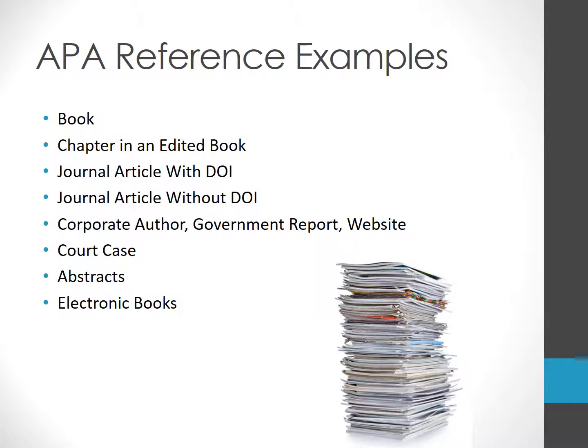In the primer, I've provided some examples of some of the most popular references that you would be using in your paper. I've included an example of a book, a chapter in an edited book, a journal article with a DOI, and a journal article without a DOI. Let's say you are citing something that was published by a corporation or a government report or a website. I give you an example of what that looks like. A court case, also abstracts and electronic books. Electronic books are becoming more and more popular, so I've included an example of how to cite those as well.